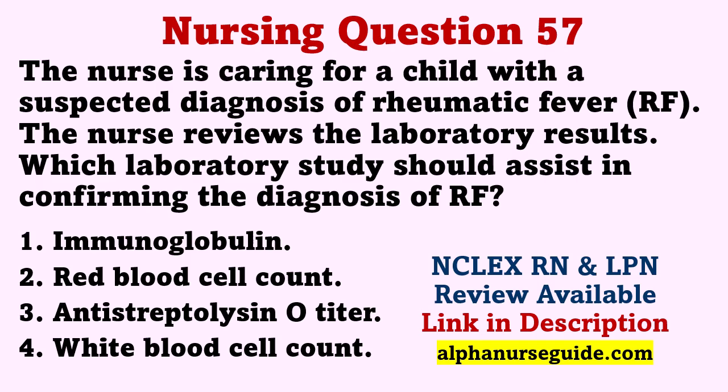The correct answer is 3. Antistreptolysin O titer. A diagnosis of rheumatic fever is confirmed by the presence of 2 major manifestations, or 1 major and 2 minor manifestations from the Jones criteria. In addition, evidence of a recent streptococcal infection is confirmed by a positive antistreptolysin O titer, streptozyme, or an anti-DNase B assay. Options 1, 2, and 4 will not assist in confirming the diagnosis of rheumatic fever.